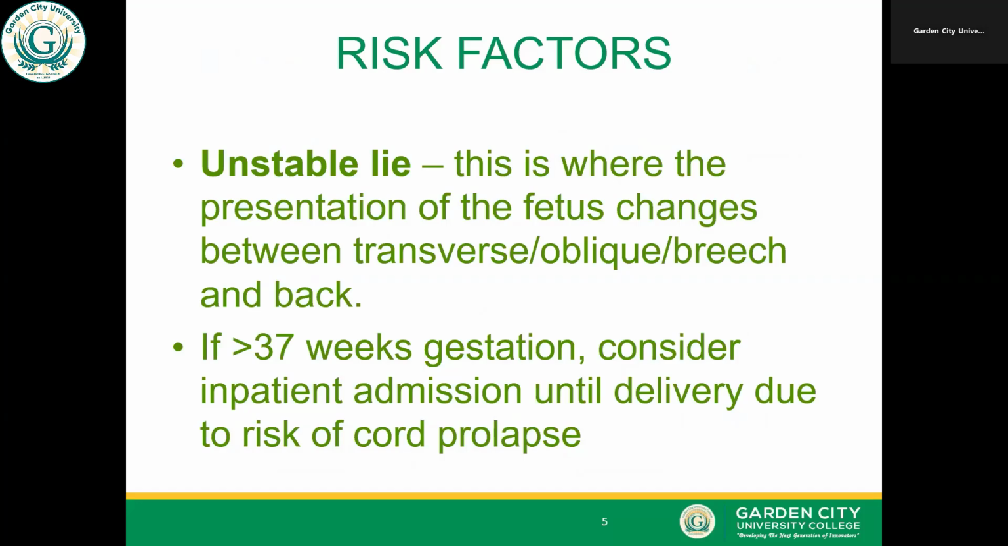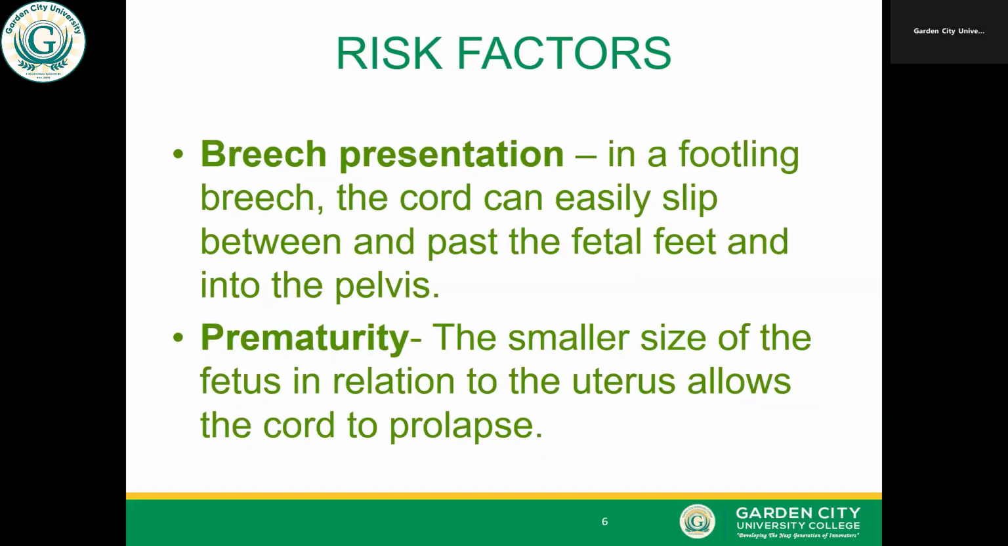Here are some risk factors for cord prolapse. We have unstable lie. This is where the presentation of the fetus keeps changing. One time you will take the scan, it is breech. Another time you will go, it's transverse. The next day it is oblique. And mostly when the mother is more than 37 weeks of gestation, and she's having such unstable lie, we have to consider admitting the woman until she delivers to avoid the risk of cord prolapse.